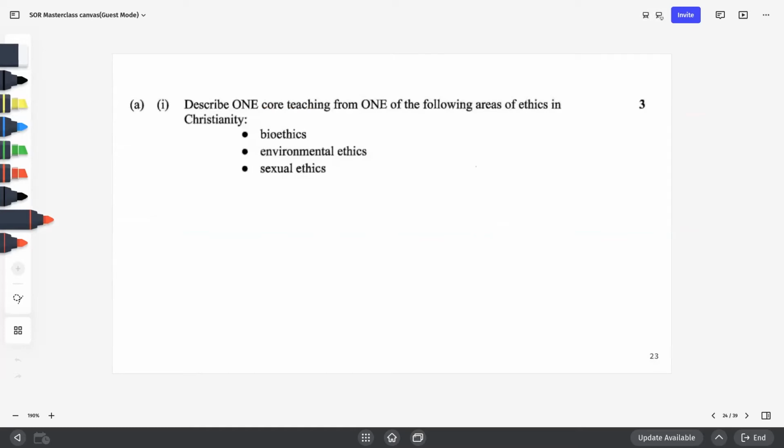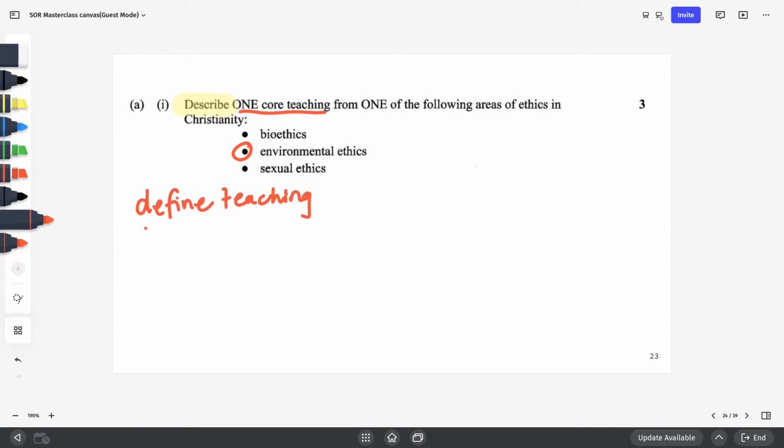So your verb is to describe, and you are describing one core ethical teaching. Christianity, we do environmental ethics. Again, you do the option that you've been taught. You don't do anything with it now. In terms of describing one core ethical teaching, you would need to define the teaching.